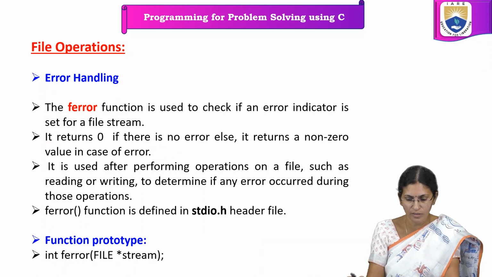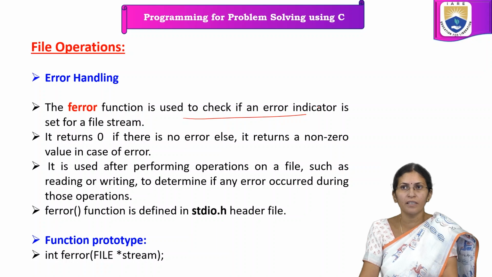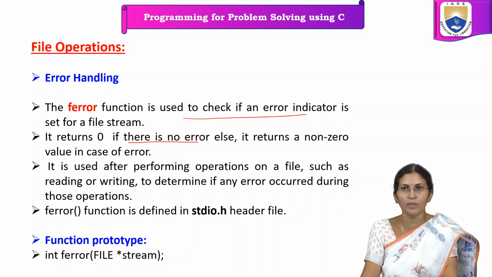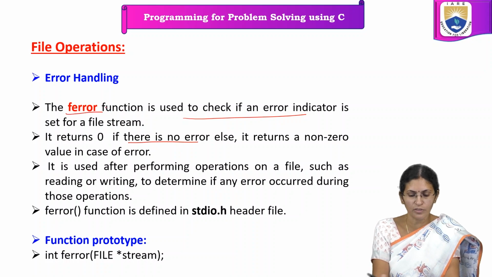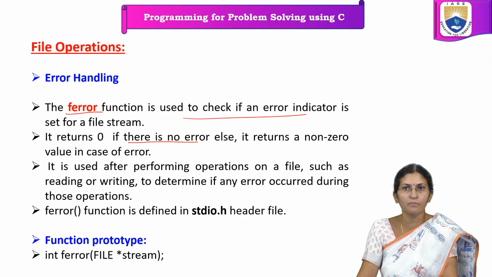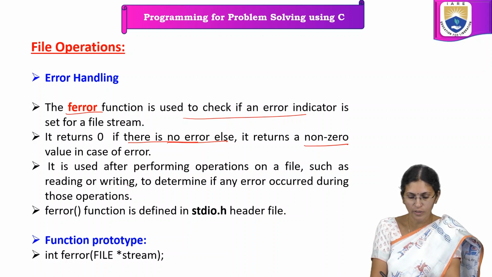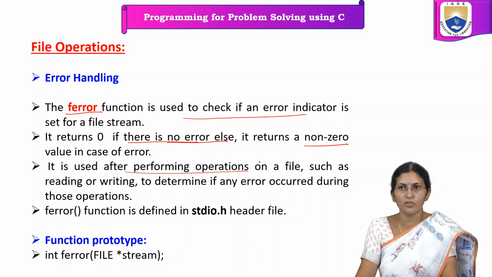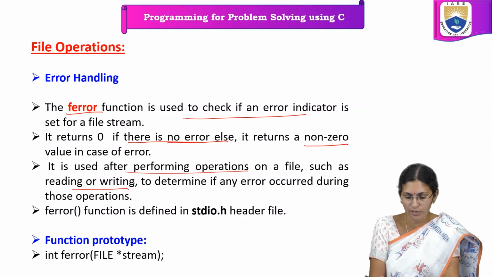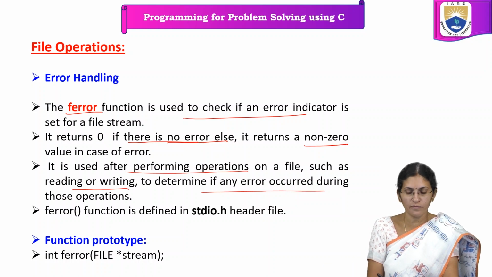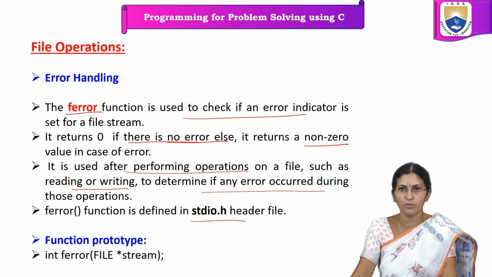Next, the ferror function. This is used to check if an error indicator is set for a file stream or not. If it is false, we can say that there is no error. If there is any error, then it will return a true value, that means a non-zero value. It is used after performing operations on a file, such as reading or writing, to determine if any error occurred during those operations. This is a function defined in the header file stdio.h.